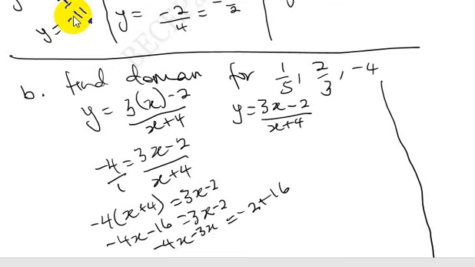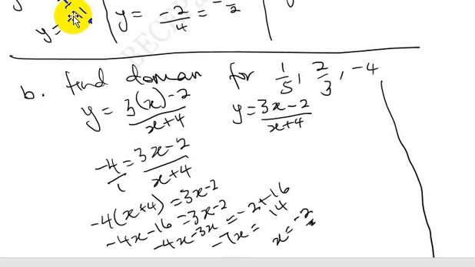And from here we are going to get -7x being equal to, so -2 plus 16 will give you 14. So we are going to get x being equal to -2, because when we divide both sides by -7, the negative will affect the answer and we get -2. So that will be for the B.